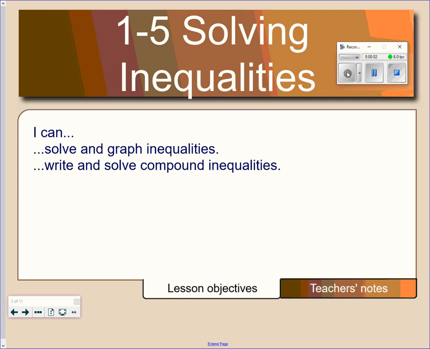This is lesson 1-5, part 1. In this lesson, we're going to work on solving inequalities and graphing them.